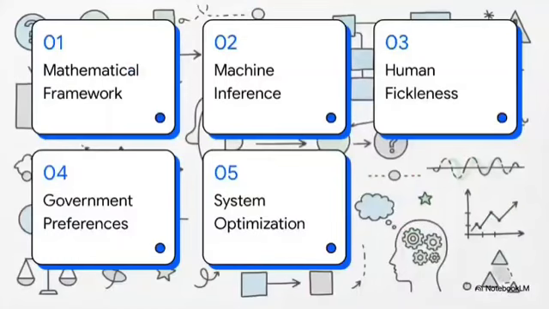So, our roadmap for today. We'll be walking through the mathematical framework, machine inference, human fickleness, government preferences, and finally, system optimization.